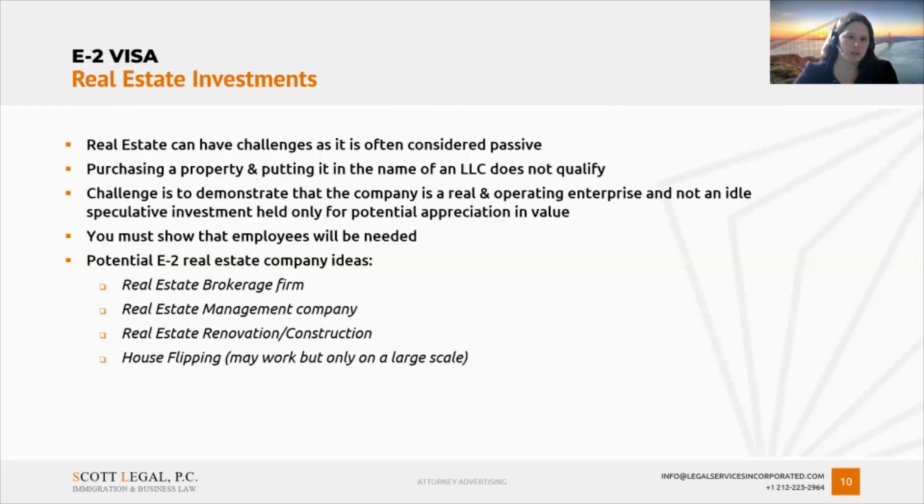So you do want to show that you're running an active business, and certain things have worked in the past for our clients: a real estate brokerage firm, or a real estate property management company, generally where you're managing properties other than just your own. It's kind of better to have a portfolio of companies or properties that you're managing. If it's all your own, that can work depending on the scale.